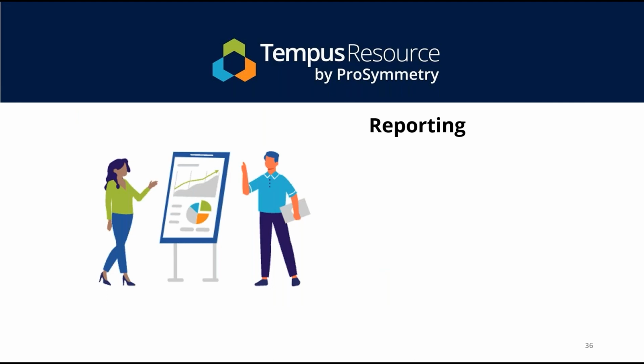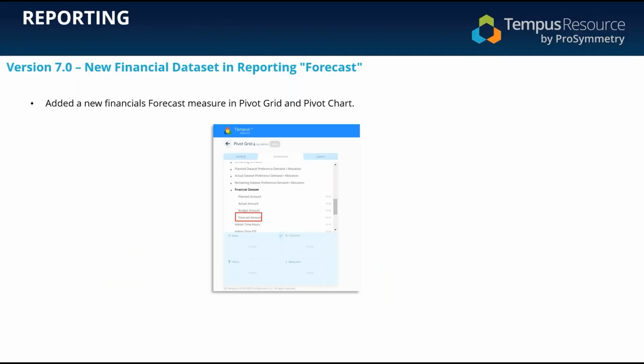Next, we have some updates on the reporting side of things, and these are relatively minor. First is just an update to the pivot grid and pivot chart to account for that forecast amount, that new data set that we've added on the project financial side of things.